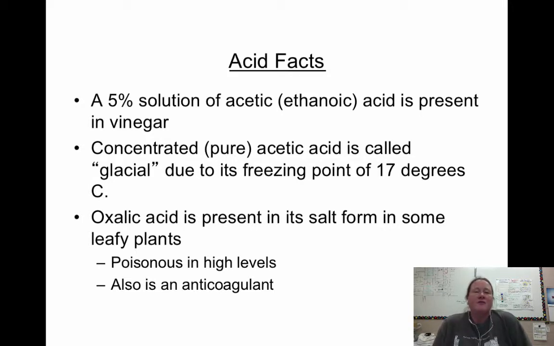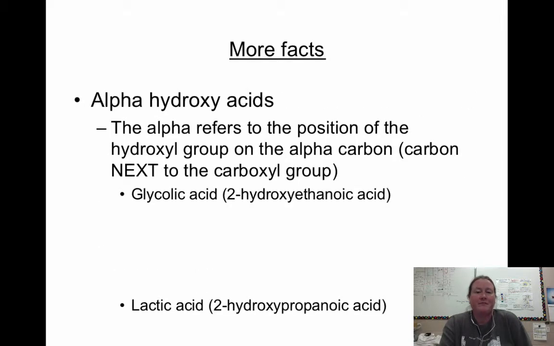Oxalic acid, which is that dicarboxylic acid that we talked about before, is present in its salt form, which we'll talk a little bit more about what a salt form is for carboxylic acids later, in some leafy plants, and it's also used as an anticoagulant. And we'll come back to this a little bit later too. It can be very poisonous at high levels, and it can be found in rhubarb.